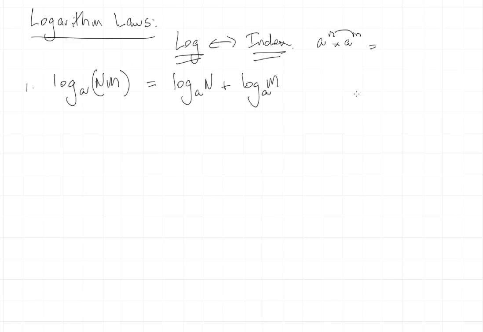Now what did you do to the indexes there? We added them. That's what we're doing here. The log of n is the index. The log of m is the index. You must raise a to get the number m. So we actually add those two indices.